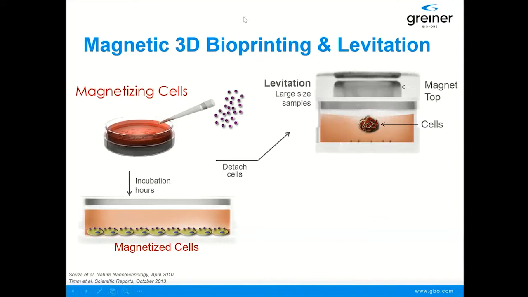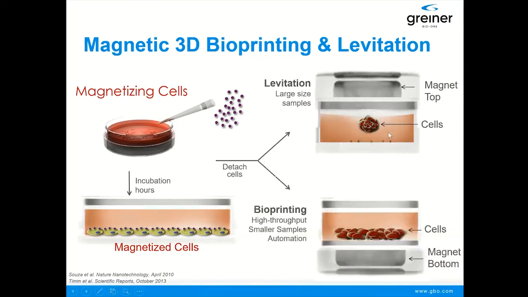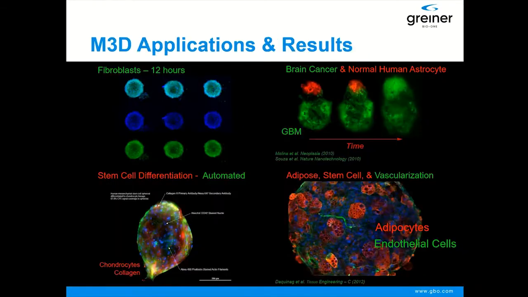counting, and you can place the magnetic field on top and actually make the cells levitate, or you can put the magnetic field on the bottom and bioprint the cells on a cell-repellent surface. So those are the two approaches we have. And the levitation system we have in 6 to 24 wells. The bioprinting we have virtually from 6 all the way to 1,536.